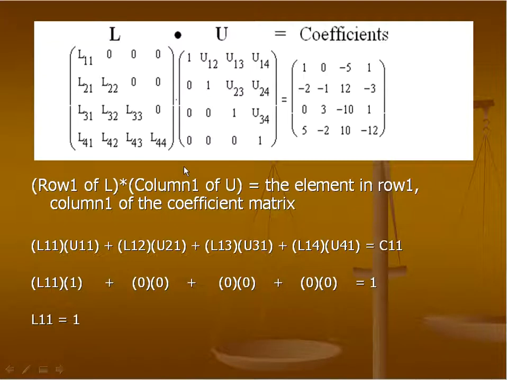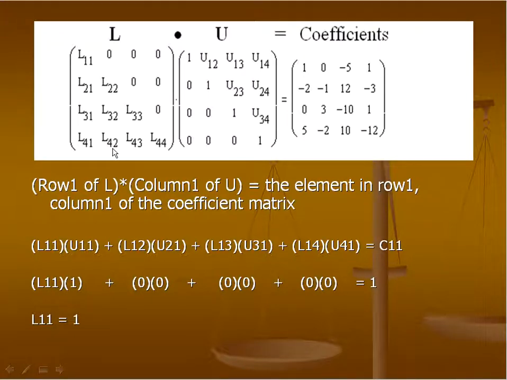Okay, so the first thing we're going to do is take row 1 of L times column 1 of U. So that's L11 times U11, L12 times U21, L13 times U31, and then L14 times U41, and it's equal to C11. The reason it's equal to C11 is because we're multiplying row 1 times column 1, and you set it equal to the element here that is in row 1, column 1.